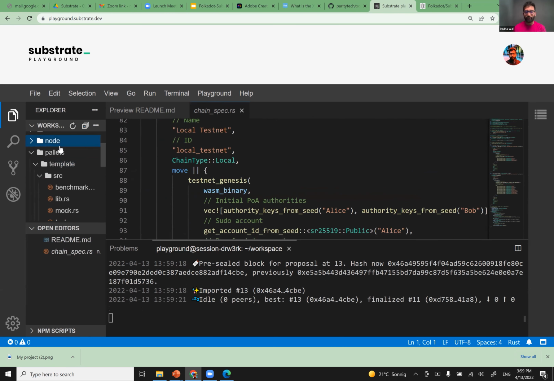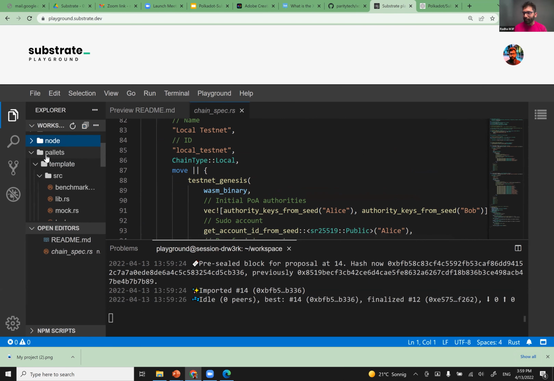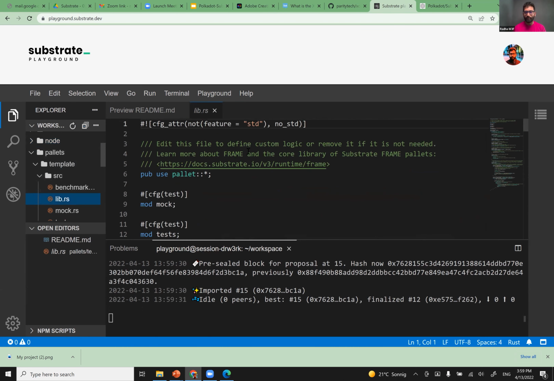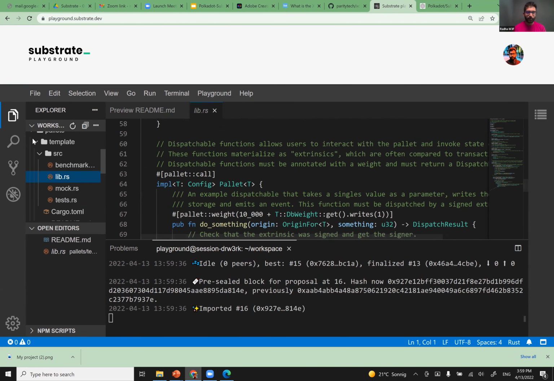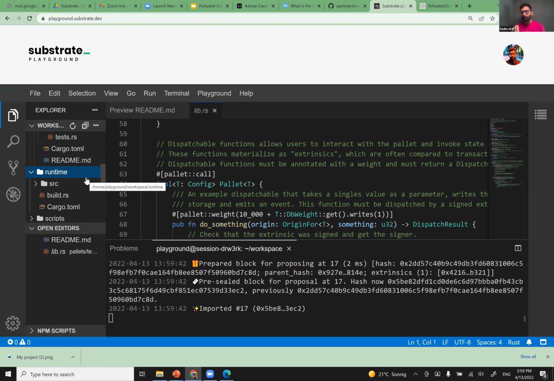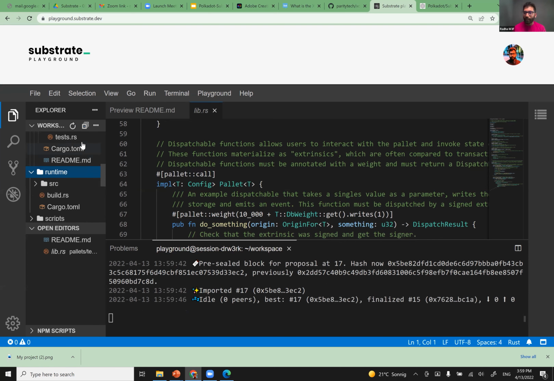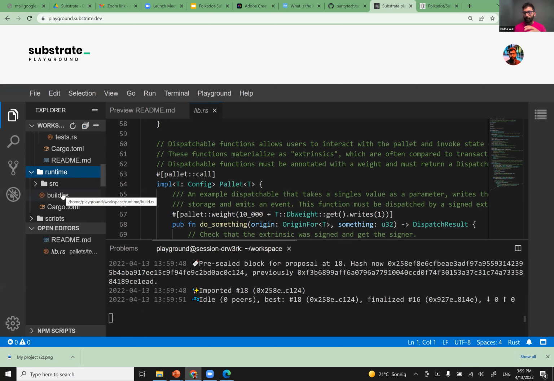It's very interesting how the code is organized. So you see these palettes. If you were to develop your own palette, you're going to include it here. It's going to have a lib.rs file, so it's a Rust file. And what else? Runtime. So runtime is the core logic of the blockchain, right? All the palettes that you define here, you have to compile them together in the runtime and make sure they work well together.